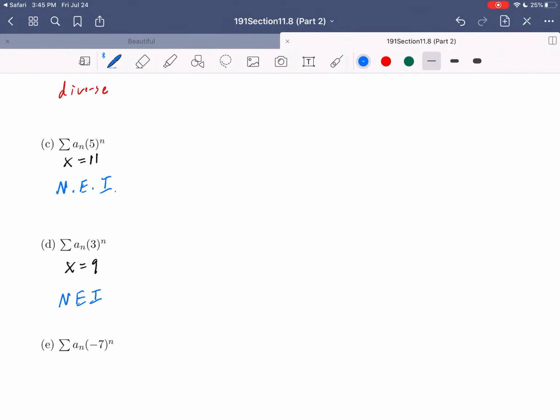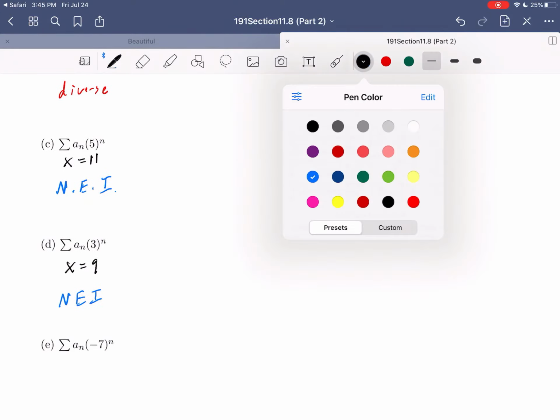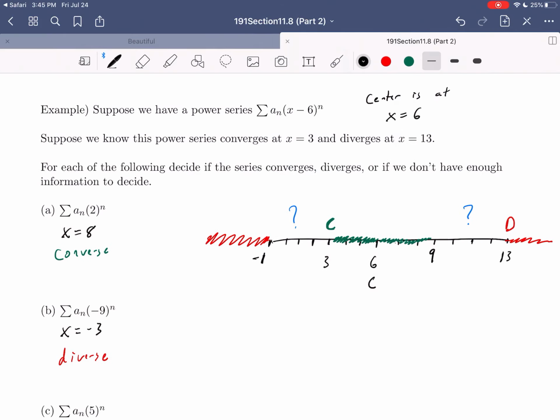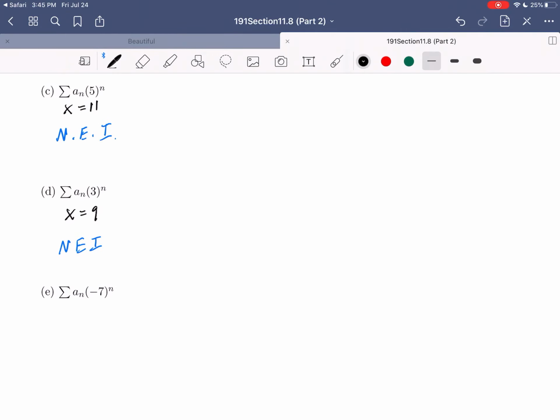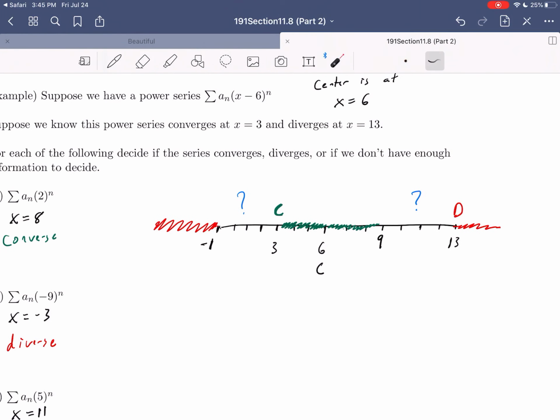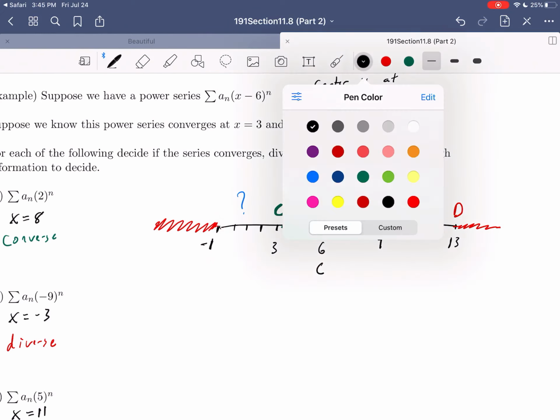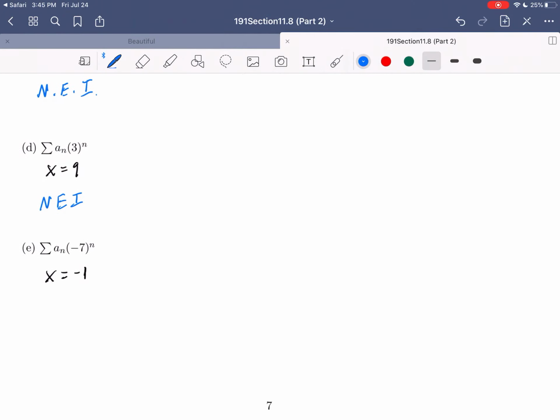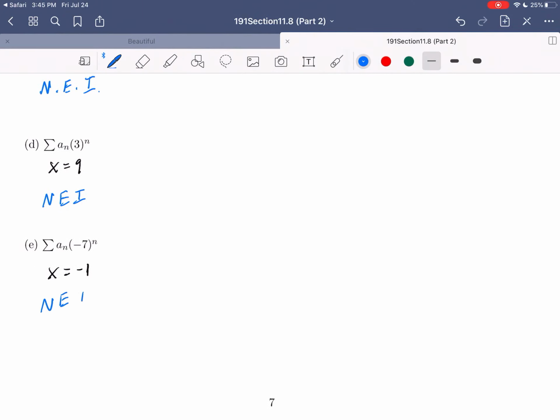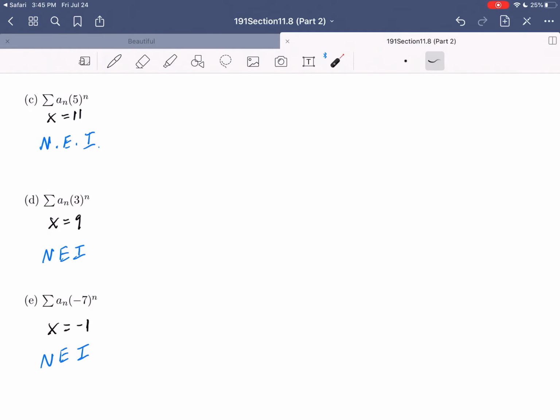What about this last one then? Well, -7, what would we plug in to get -7? That would be x equals -1. If we go to our diagram, x equals -1 would be right there. That would be equidistant from something that diverges. So unfortunately, once again, that's going to be not enough information because it might diverge there or it might converge there. So these last three are all examples where we don't have enough information.